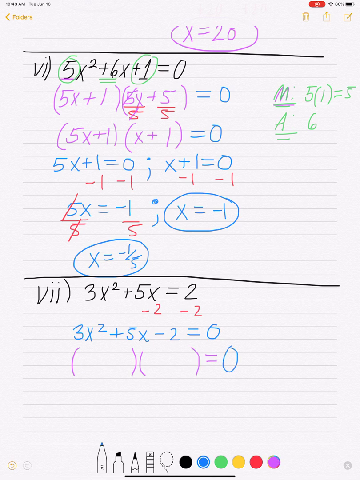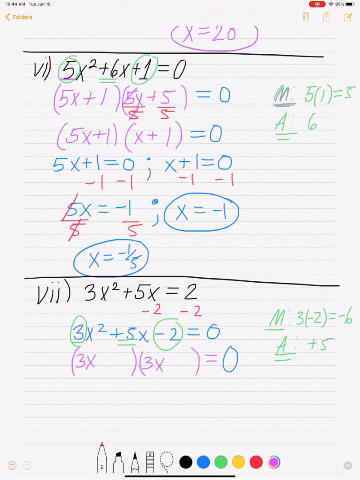It's not easy factoring because you got that 3 in front of the x squared. So how we're going to start the factoring, we're going to put 3x and 3x in each parentheses. And then we got to find two numbers that multiply to give 3 times negative 2, which is negative 6, and add to give the middle number, positive 5. Can you find such numbers? How about 6 and negative 1? 6 times negative 1 is negative 6, and 6 plus negative 1 is 5.